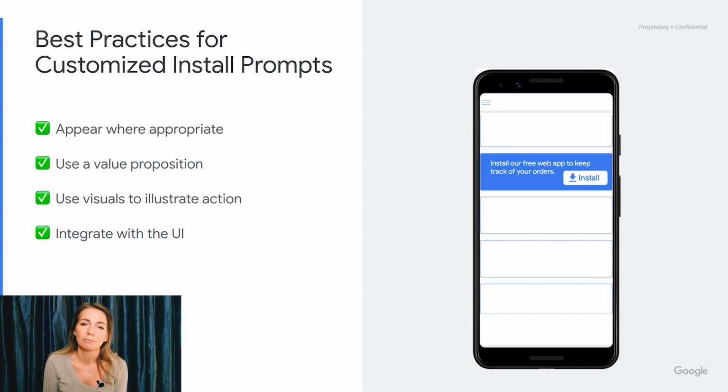So prompts that are integrated within the UI as part of the site are more likely to be well received by a user. In the image on the right here, you can see an example of a customized install prompt that I have created. It looks and feels native to the UI. It contains a value proposition and some visuals, and it appears at the right time.